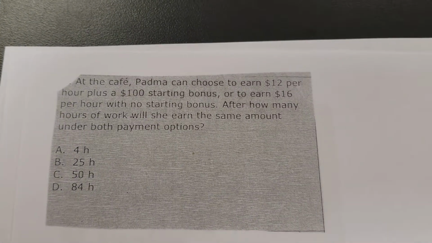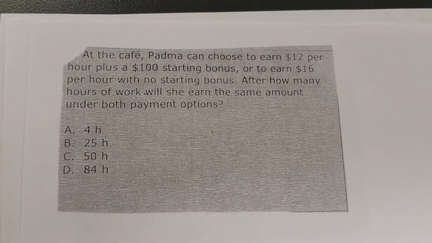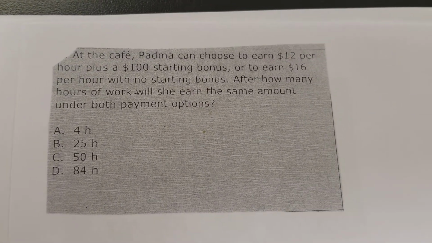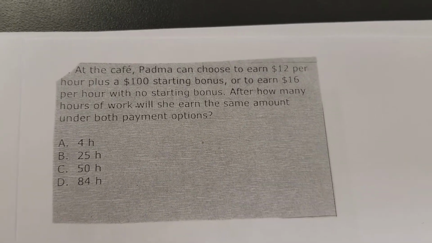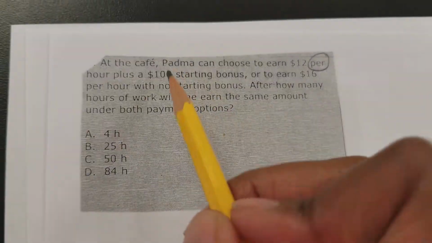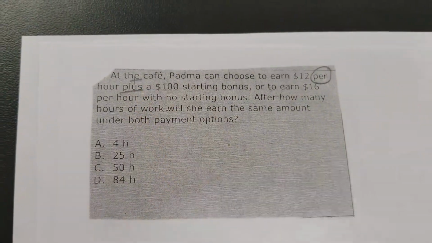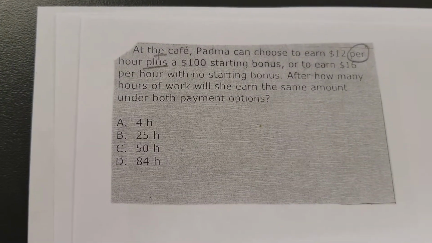The next problem we have is a word problem here. So we're going to have to figure out how to decipher and write the equation here. It says at the cafe, Padma can choose to earn $12 per hour. That's a key word. I'm going to circle that. Plus, we know that's an operation, $100 starting bonus. So I'm going to stop there and I'm going to write that.